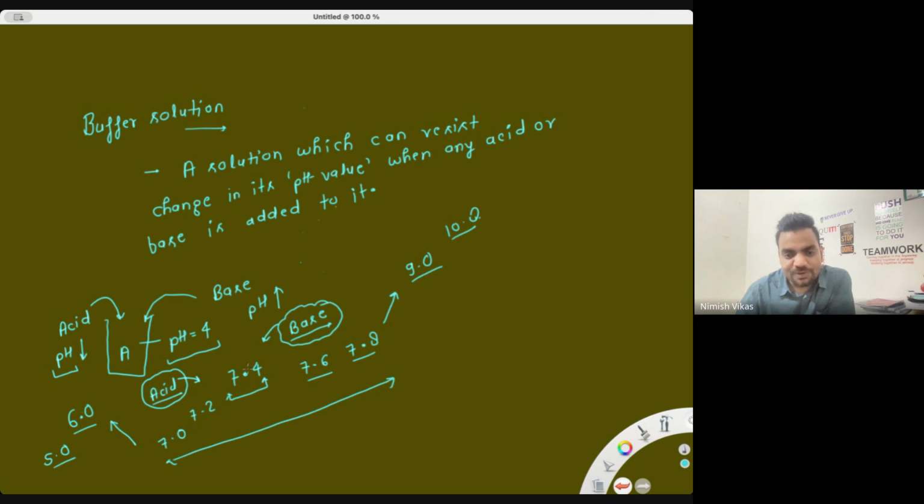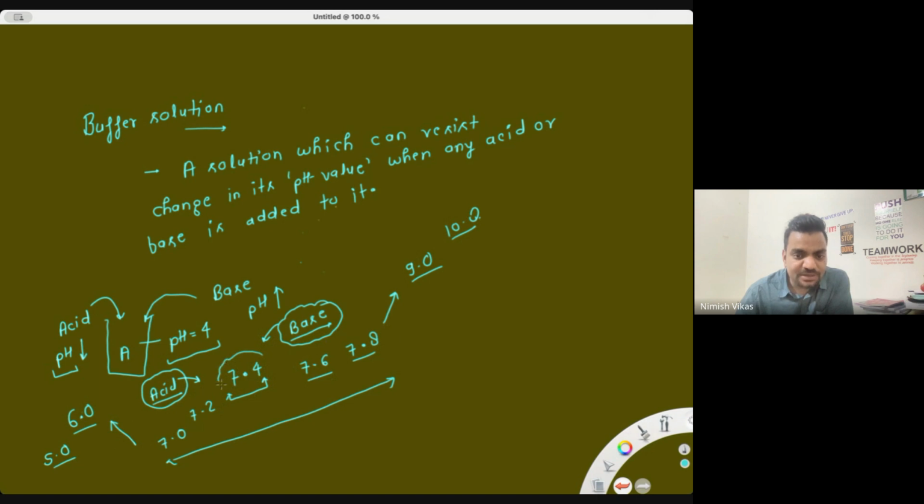So two things you should be very clear about. First, a buffer resists change in its pH, but it doesn't mean that pH will not change at all. pH will change, but the change will be minimal or very small. Second, a buffer solution doesn't mean that any amount of acid or any amount of base you add from outside and its pH will not change at all. Every buffer has a buffer capacity. Beyond that capacity, if you are adding acid or base, you will see a sudden jump in its pH. Okay.